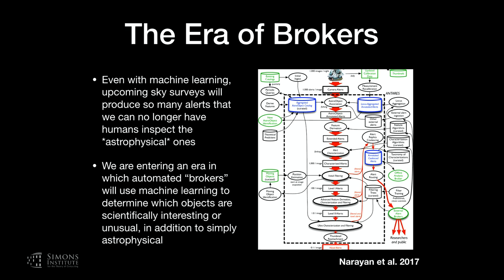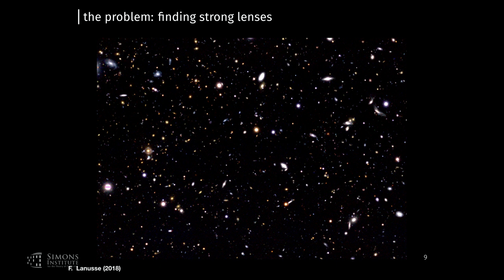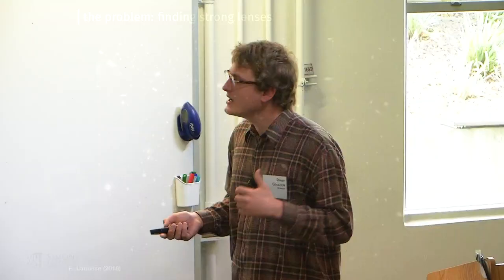Another way to look for, I'm personally interested in the strongly lensed supernova problem, so I've been thinking a bit about this lately. A different way to do this would be, what if we could actually find all of the galaxy strong lenses, and that way anytime we saw a transient in one of them, we could just immediately follow it up.